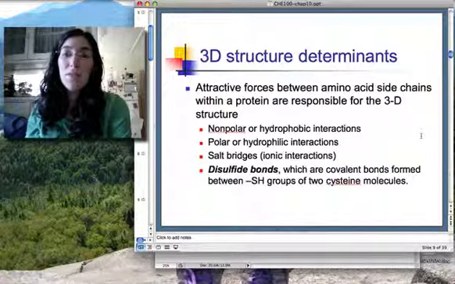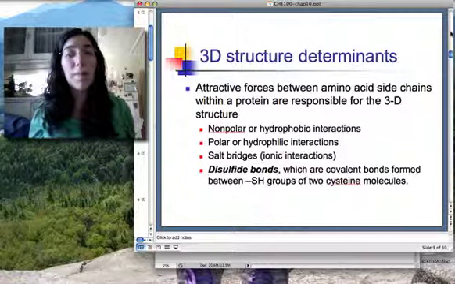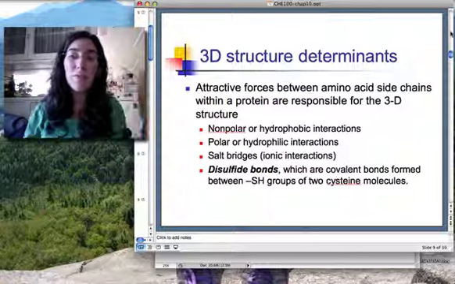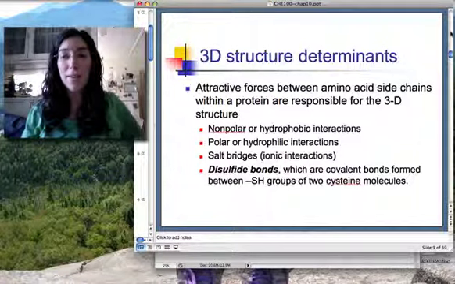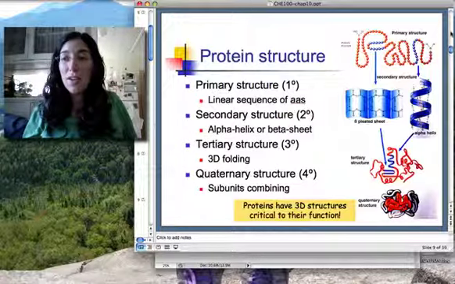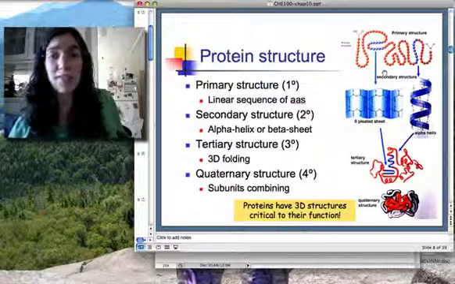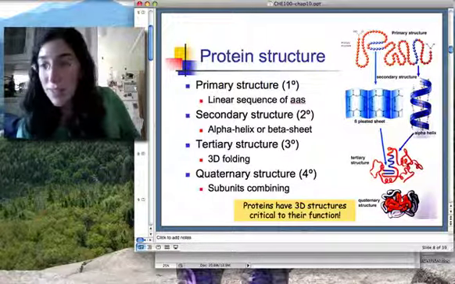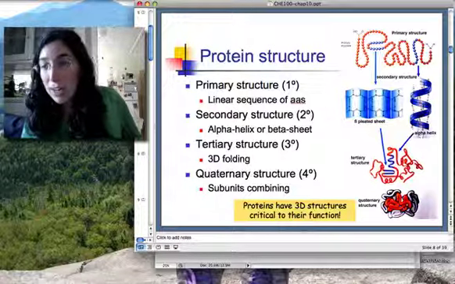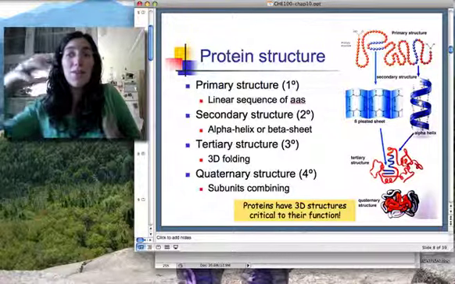So there's a lot of different things that help the protein to form this three-dimensional structure. These three-dimensional structure determinants, as we call them, are basically attractive forces between the side chains. So you have all these amino acids in a row that all have side chains sticking off of them. And you can even see here in this alpha helix structure, these little red dotted lines, these are hydrogen bonds being drawn to show you how that helical structure is held together.